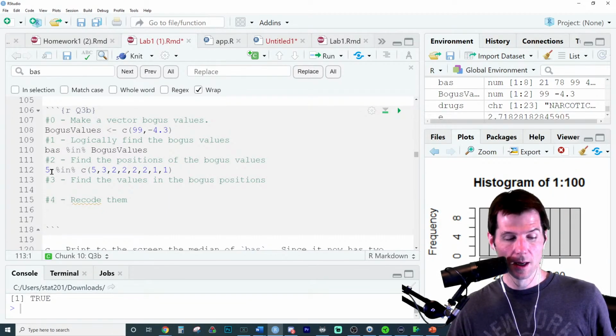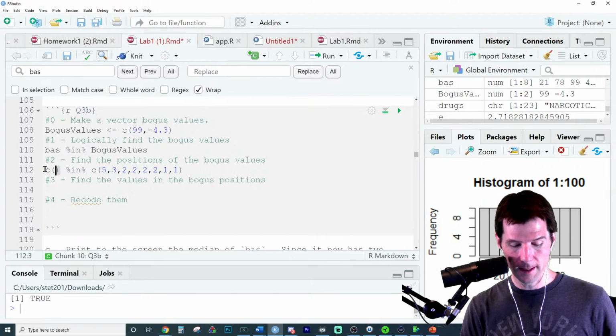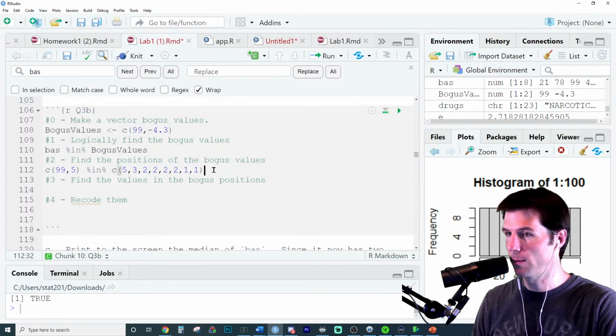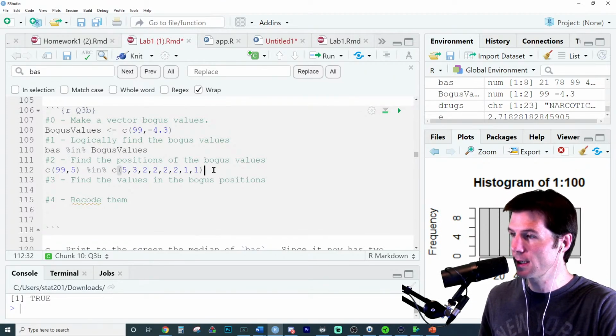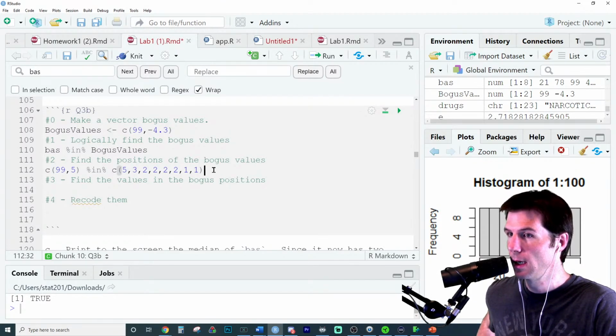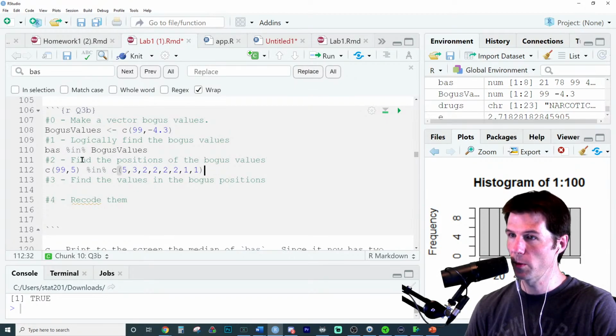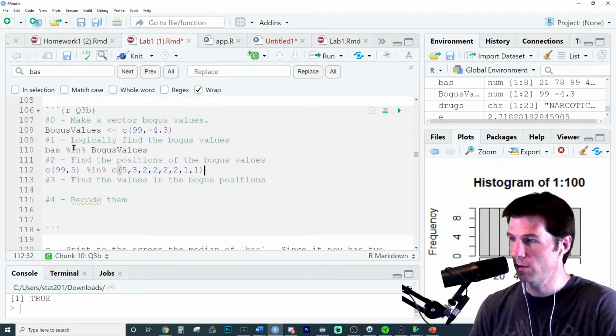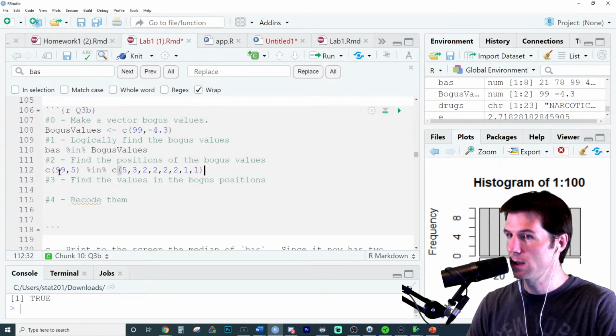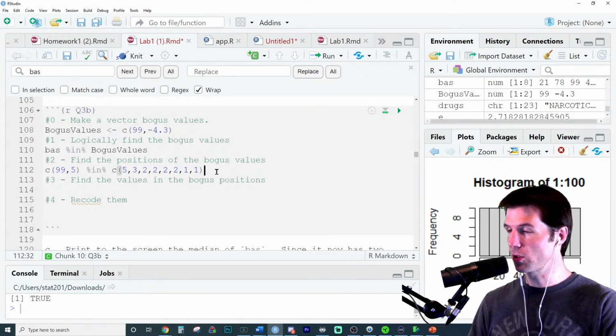Look down here at the bottom. How about is 99 contained over there? Just think that's what it's doing for the BAS when we run it on bogus values, because these are just vectors. So is 99 contained over here? Or is 5 contained over here? What would this return? So just think, read it as a sentence.